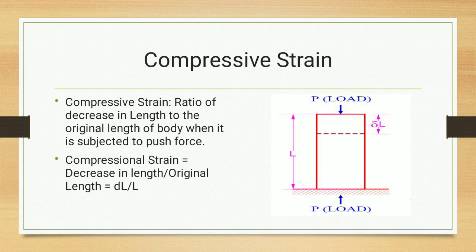Compressive strain, you can see in the diagram. Compressive strain is the ratio of decrease in length to the original length of the body when it is subjected to a push force. So generally in the case of compressive strain, the length of the body will reduce. So compressive strain can be given by decrease in length upon original length, which is delta L by L.